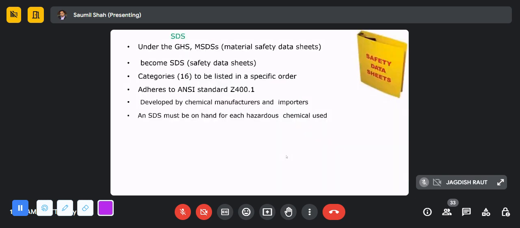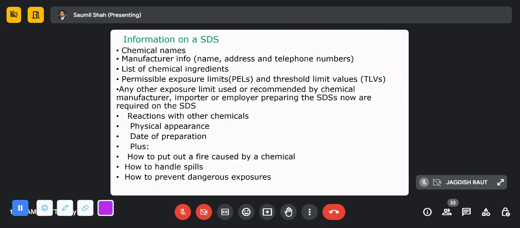As we have talked about the SDS, that is the safety data sheet. So what does a safety data sheet contain? Your SDS contains chemical names, which chemical is being used, manufacturer information, list of chemical ingredients, permissible exposure limit and threshold limit value.